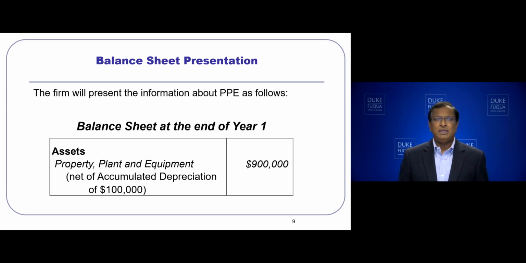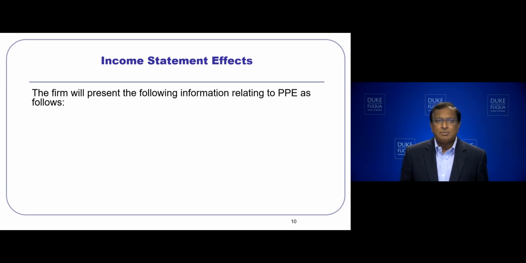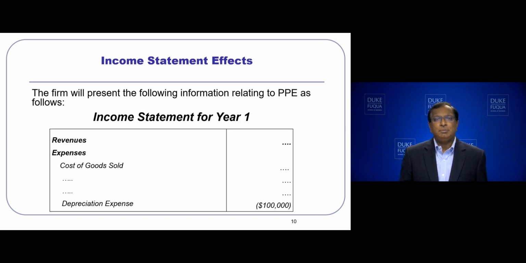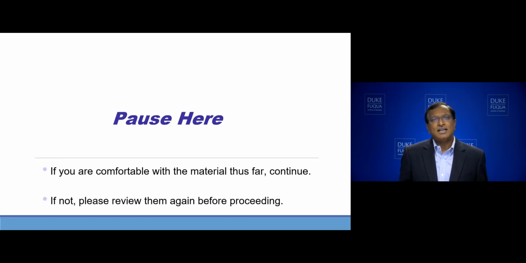With respect to PPE, on the asset side of the balance sheet, we'll have property, plant, and equipment of 900,000, net of accumulated depreciation of 100,000. That is, the purchase price was 1 million, accumulated depreciation was 100,000, so what's on the balance sheet is the net amount of 900,000. In the income statement, the amount that is related to PP&E is the depreciation expense. Apart from the revenues and the cost of goods sold, there will be a depreciation expense which reduces net income by $100,000. This concludes the transactions for year one.